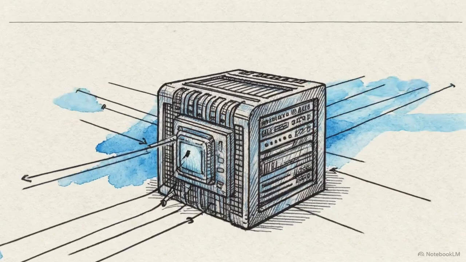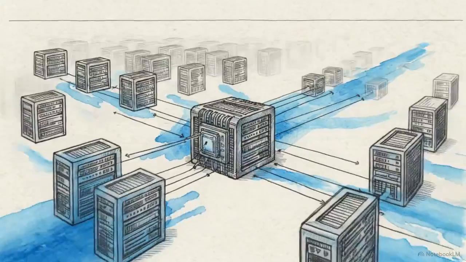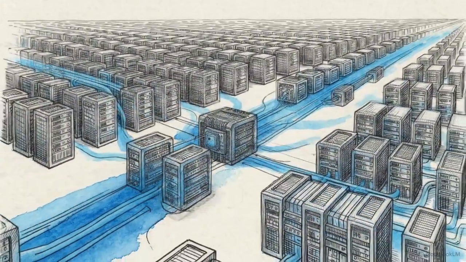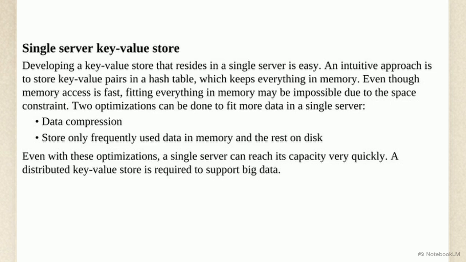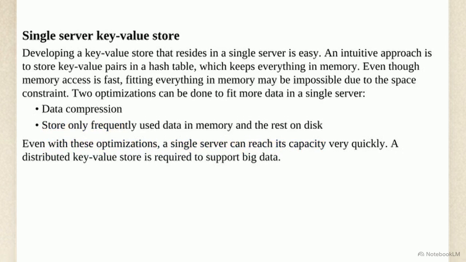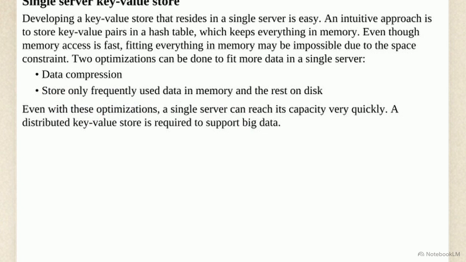To serve millions of users and withstand hardware failure, the system must move beyond a single machine and toward a distributed architecture. Initial strategies to delay hardware limits include data compression and evicting cold data to disk, while keeping only the most active keys in memory. Even with these optimizations, a single server eventually reaches capacity. Managing massive datasets requires a transition to a distributed model.